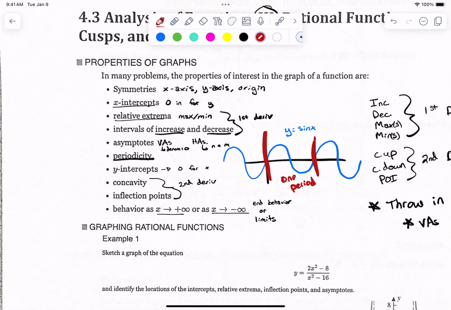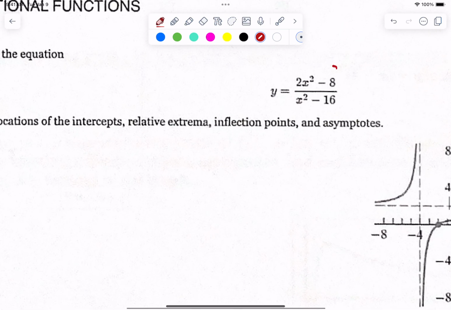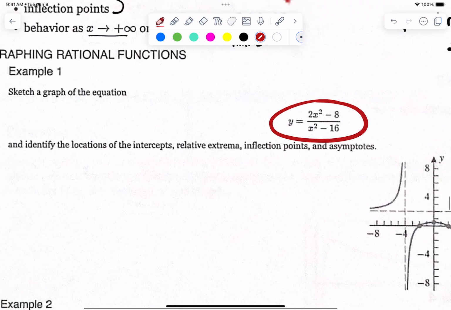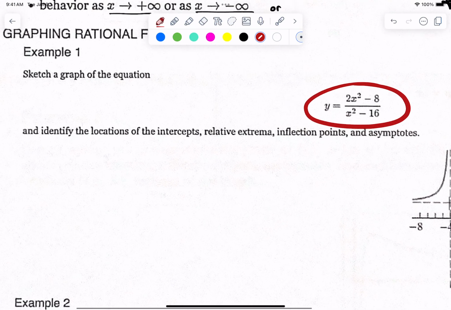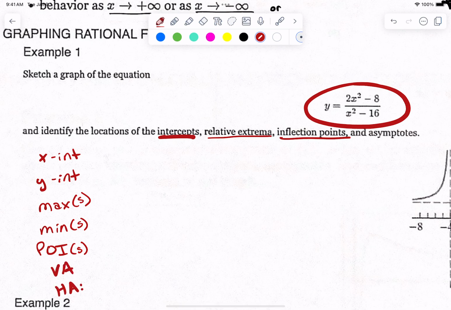All of that stuff we have gone over and should know how to do. Let's do this one. Here's my function. It says identify the locations of the intercepts, so we need an x-intercept and a y-intercept. Relative extrema, max and min. Inflection points, POIs. I'm going to put an S behind mins and maxes because maybe there's more than one. And then asymptotes, so we need a VA and an HA, and maybe we'll have more than one.